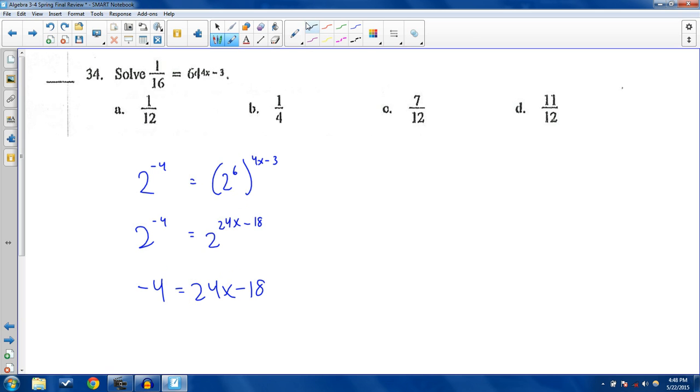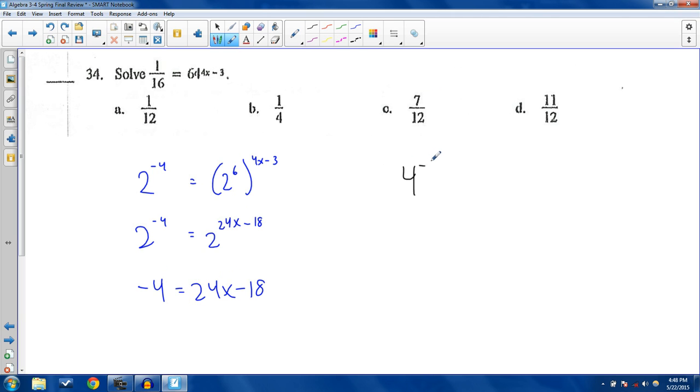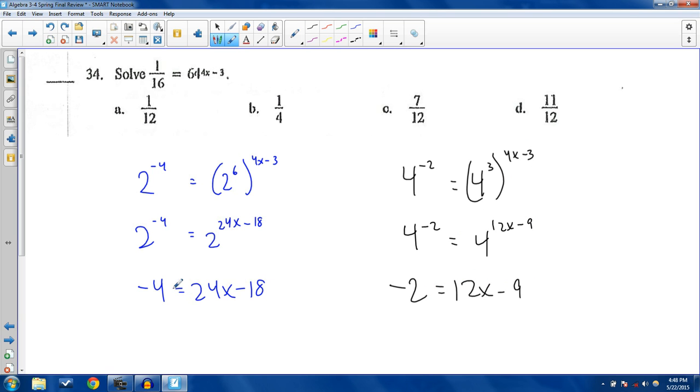Or I could have done it with 4. Same idea. 4 cubed, the 4x minus 3. Notice, you'll end up getting the same answer. This is just another multiple of 2 more than the other one. 3 times 4 is 12. 3 times negative 3 is negative 9. So you'll get negative 2 equals 12x minus 9. Obviously, you can see these are like the same equation, just this is twice as much. So you'd still solve for x. So basically, you're working for the same base.